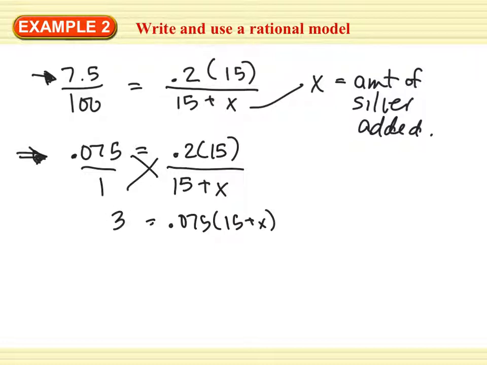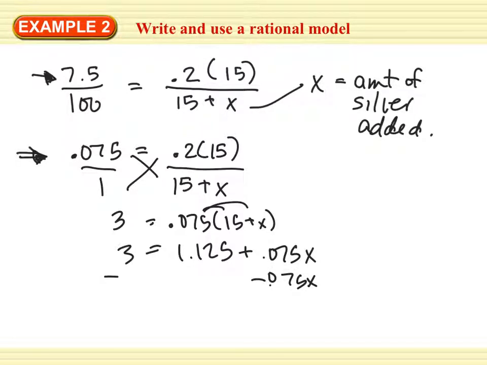3. Distribute this. 1.125 plus 0.075x equals 3. Nope, can't do that. It has an x. Silly me.